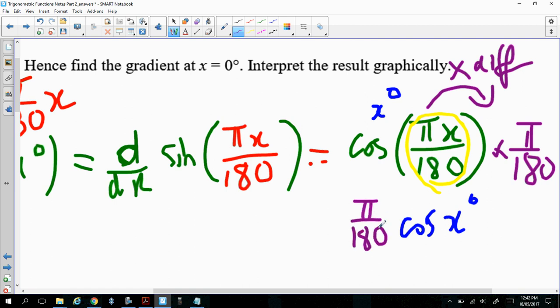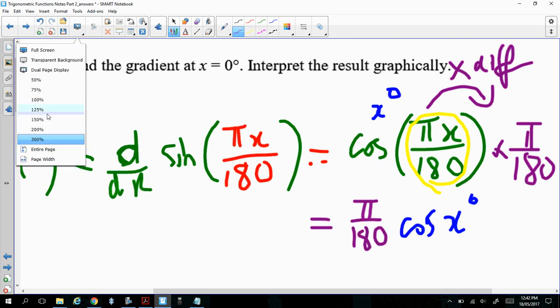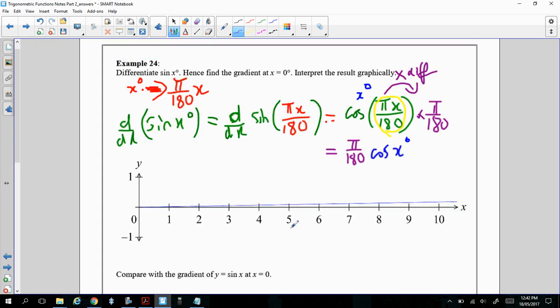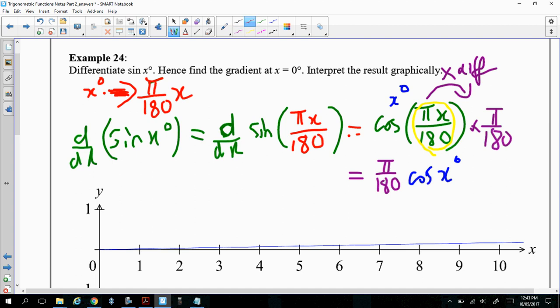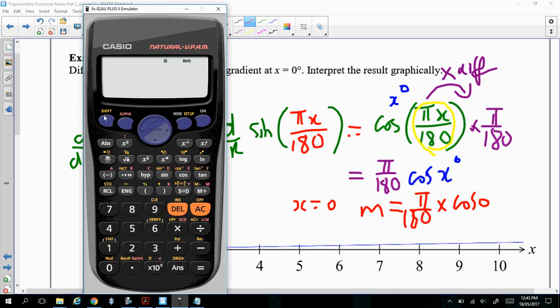And we should find the gradient at 0. How do we find the gradient at 0? We just have to substitute x equal to 0. The gradient will become pi over 180 times cos 0. What's cos 0? 1. So if you do that on a calculator, pi over 180 times cos 0, which is 1, the gradient is very small, 0.017. Very small number.